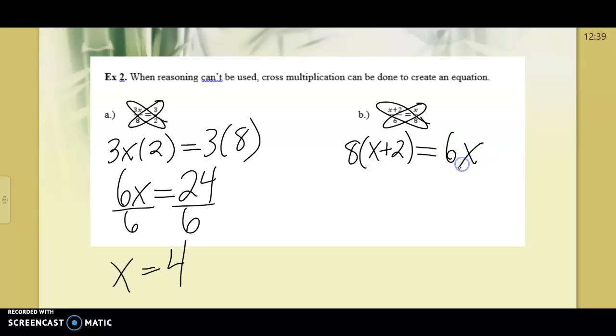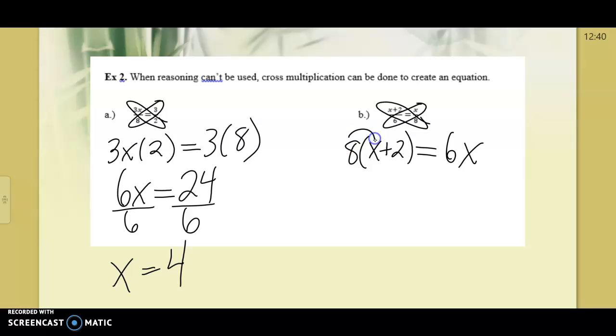Now, is it okay if some people put 6x on the left and then 8 times x plus 2 on the right? Yes, it doesn't matter what side of the equal sign, as long as this is on one side and that together is on the other. So then what property of math are we going to have to use to get rid of those parentheses, Diego?